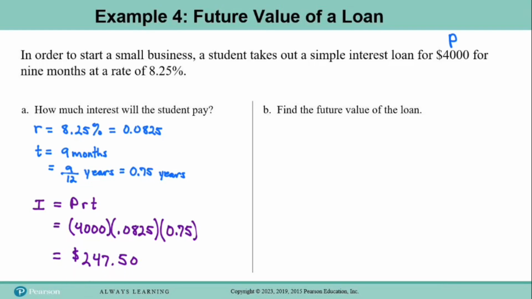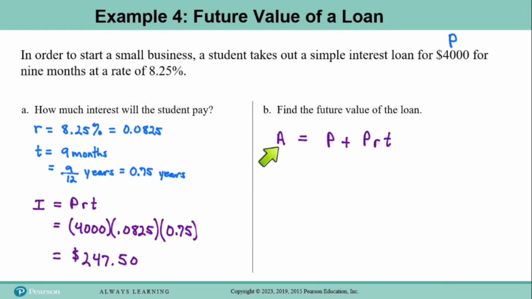We've already calculated PRT. So remember the first formula that we saw for future value? It said A equals P plus PRT. And in this case, I want to use this formula. And the reason is I've already done this work. I already know what PRT is. And P is just the principal.